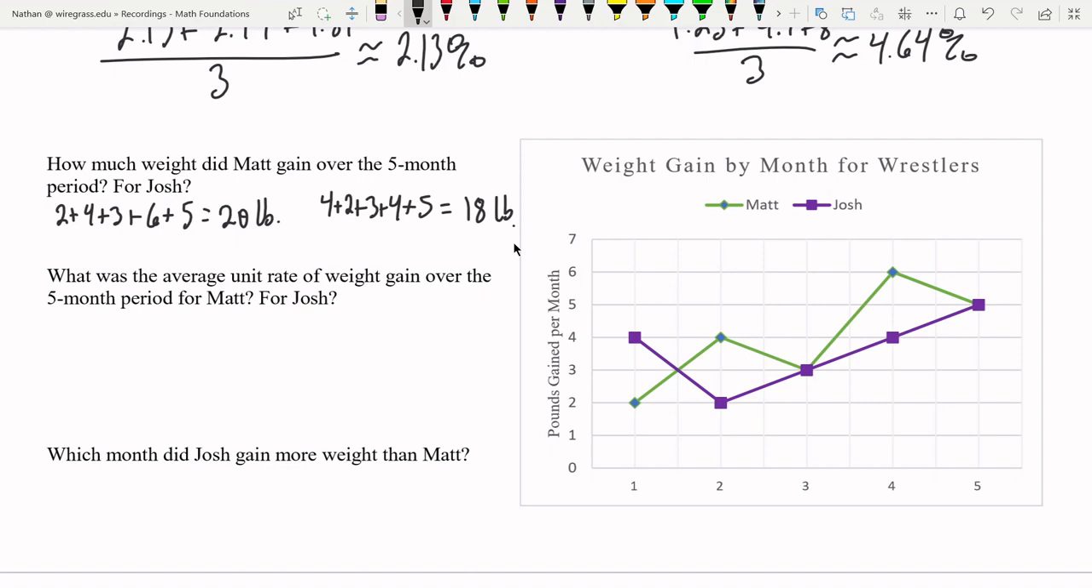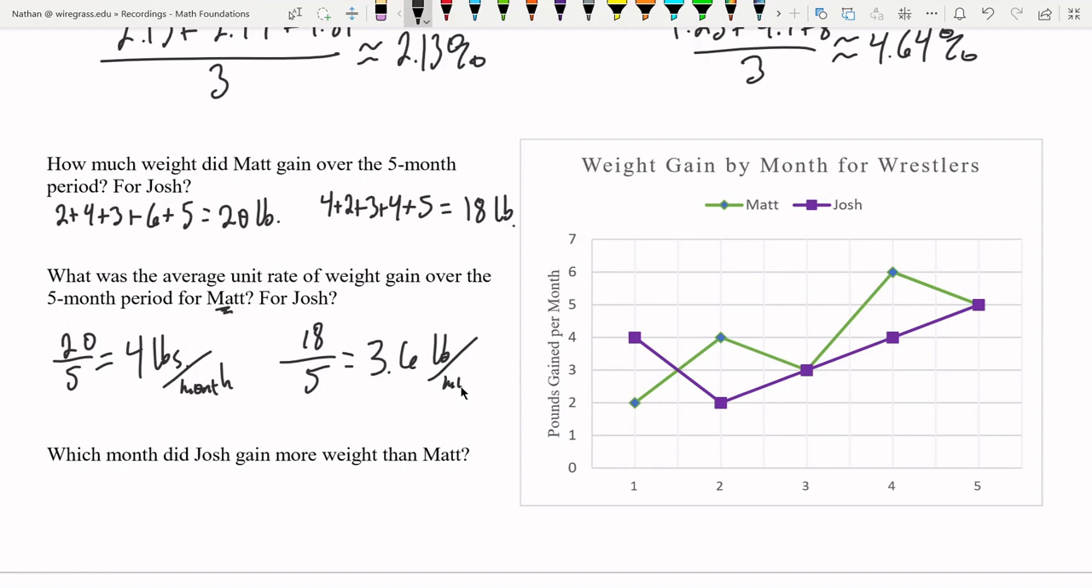Well, that's going to be the total weight gain, and then divided by the period of time that it was. And this is going to be over 5 months. There's 5 months here, and each one they have gained. So it's going to be 20 divided by 5, or 4 pounds for Matt. For Josh, he gained 18 pounds over the entire time. So 18 divided by 5. He has a 3.6 pound average, pounds per month, I should say.